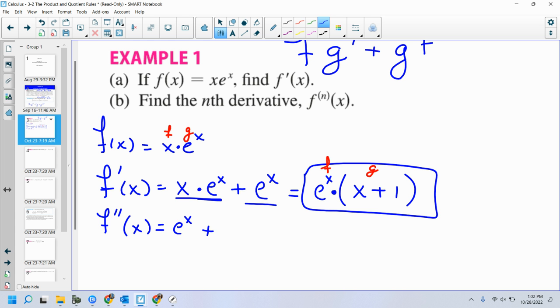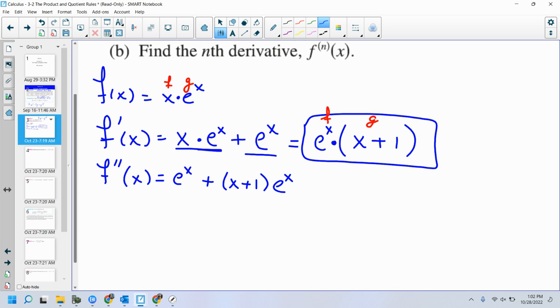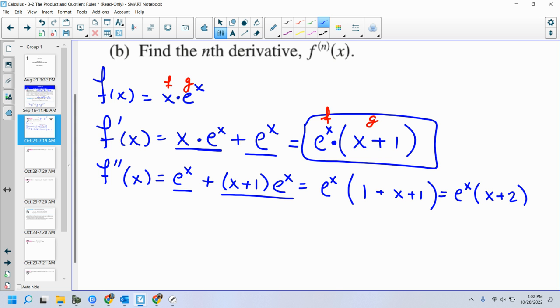Plus g times the derivative of f. Well, what's the derivative of e to the x? e to the x. And look again. Look at these two chunks. Don't I have a common e to the x again? So let's remove it. Let's factor it out. That'll leave me with a 1, because I factored that out there, plus x plus 1. I don't need to keep the parentheses there because it's just addition. So all said and done, e to the x, x plus 2 is my second derivative.